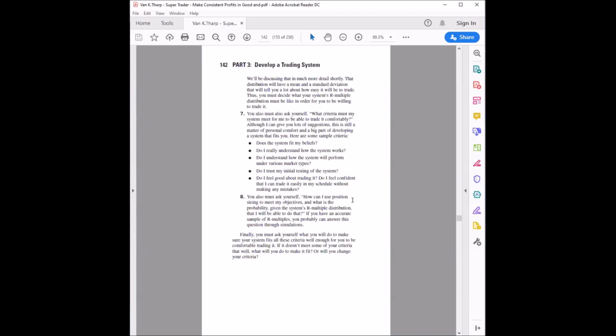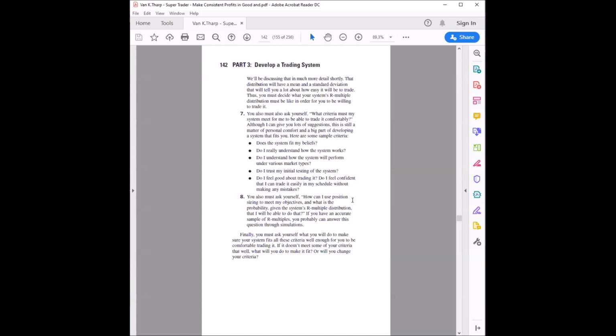If you're in a trade and you feel uncomfortable, you need to do one of two things. You either need to scale it back until you're comfortable, or you need to get out and replan your trade. So he says, I could give you lots of suggestions, but it's still a matter of personal comfort and a big part of developing a system that fits you.